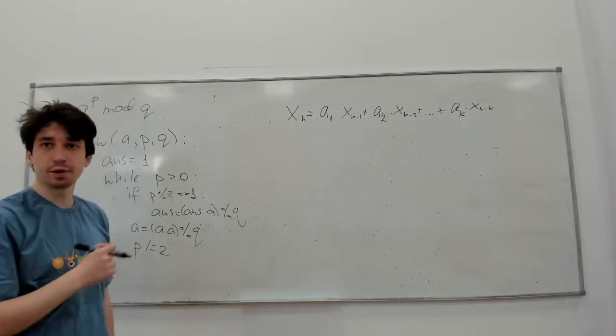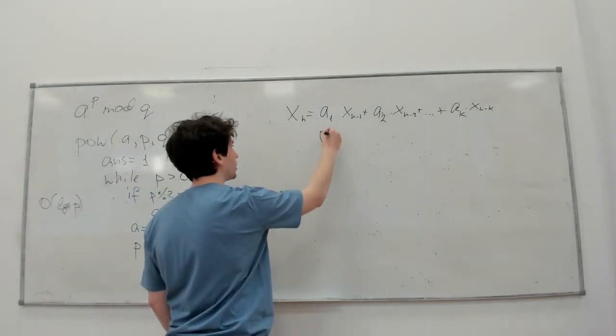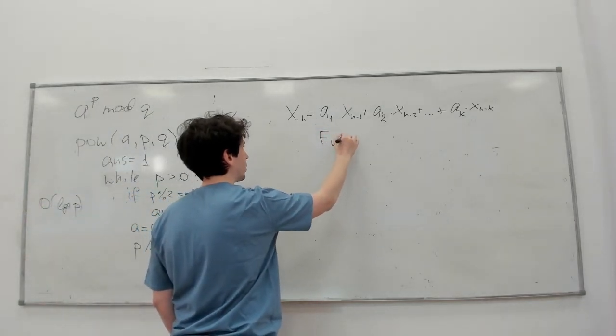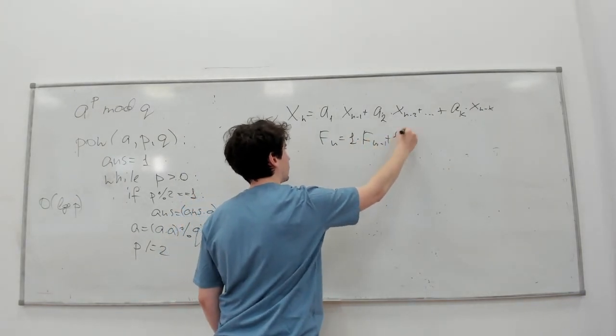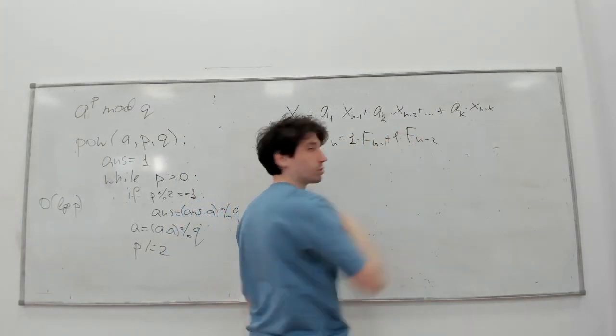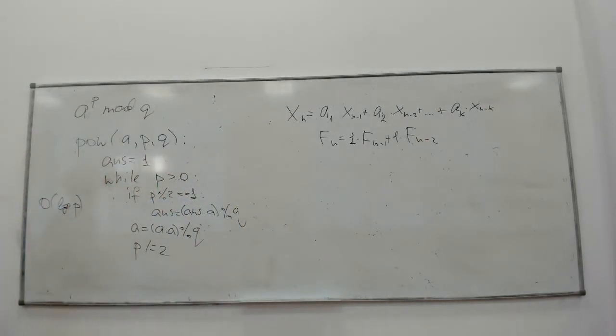So suppose we're given a recurrence relation like this. For example, for Fibonacci numbers, it will be f n equals 1 times f n minus 1 plus 1 times f n minus 2. So this is the recurrence relation here. And we want to find x n, which is very, very far away. It appears we can do this in logarithmic time also, with the binary power. The idea is pretty simple.